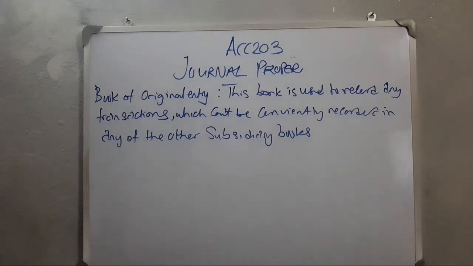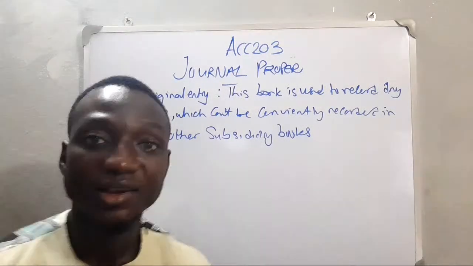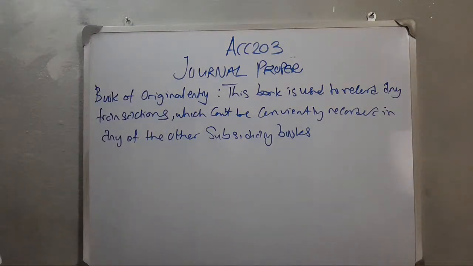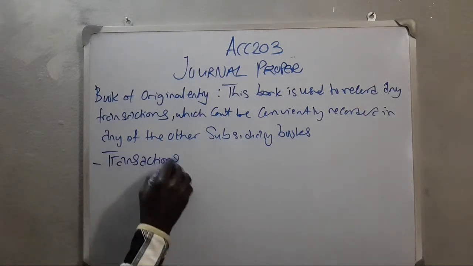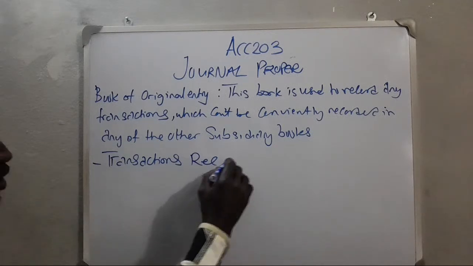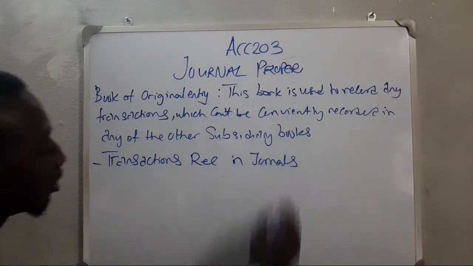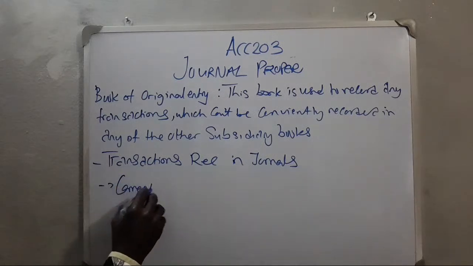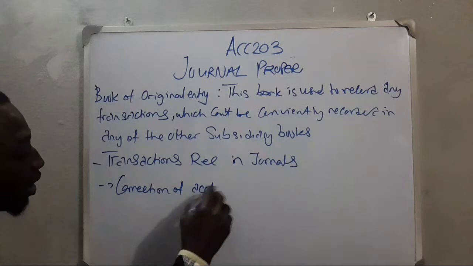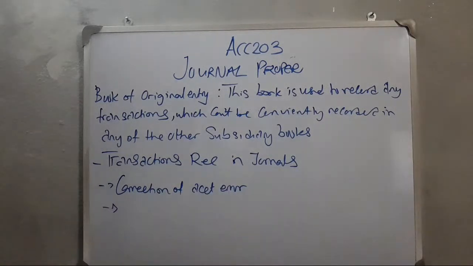Some transactions recorded in the journal include transactions from the purchase and sales of non-current assets, adjustment of accounts, and correction of account errors.